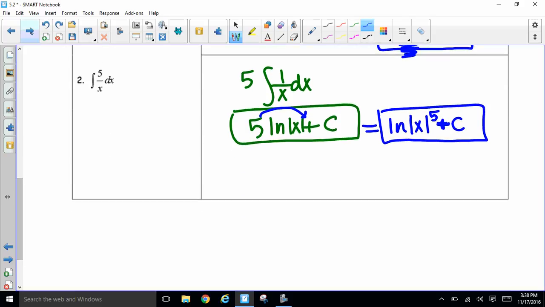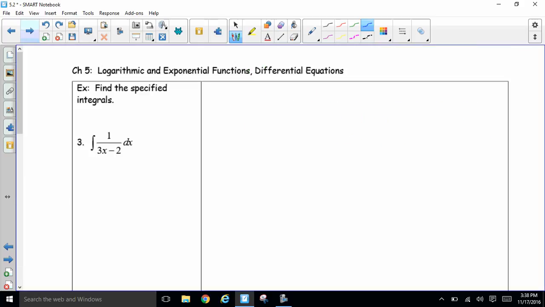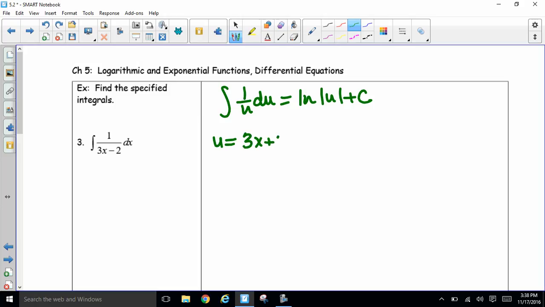So as we keep scrolling through, now let's do an example that's got a little more going on besides just x. So I see that I have 3x minus 2 in the bottom. And I know that if I could get it in the form 1 over u du, that I could integrate. It would turn into natural log absolute value of u plus c. So a good place to look for my u choice is the denominator. If I don't see any powers, and I don't see any radicals, the denominator is a good place to look for u sub. So u equals 3x minus 2.